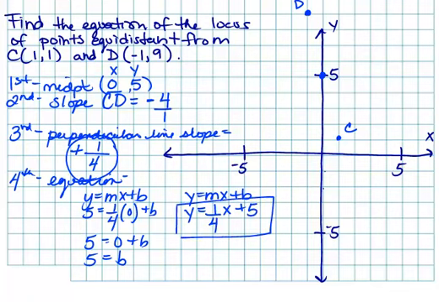And let's take a look at what it would look like. From 5, it would go up 1 and over 4, or down 1 and back 4. And it should look perfectly perpendicular. And it should hit in the middle. We have little perpendicular lines there.